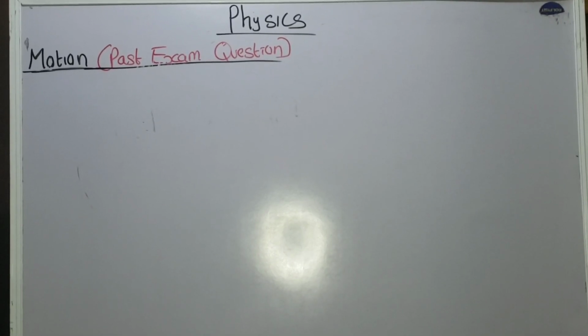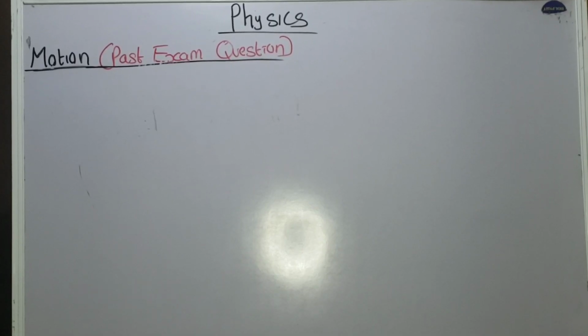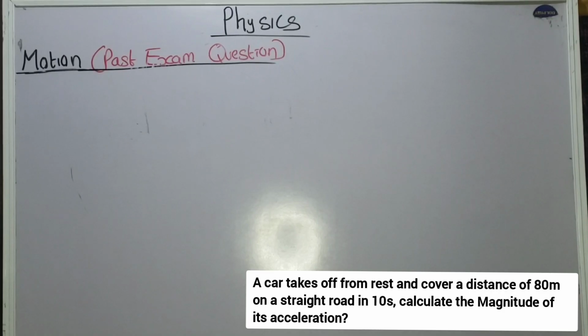In this class, we're going to go over past exam questions on uniformly accelerated motion. Okay, let's start with the first question. A car takes off from rest and covers a distance of 80 meters on a straight road in 10 seconds. Calculate the magnitude of its acceleration.